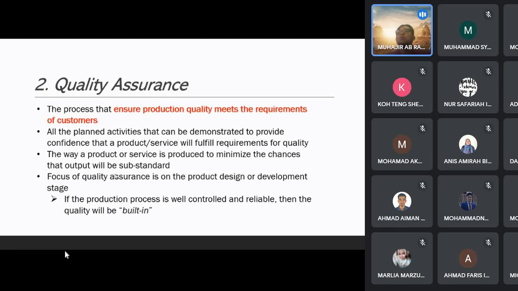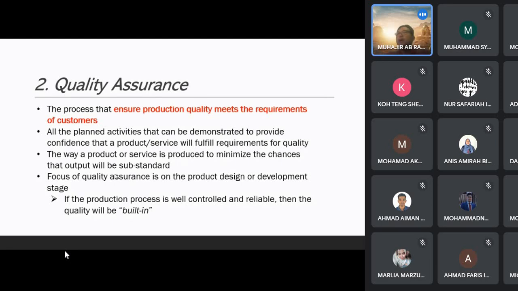All right. Now the second one is about quality assurance. Quality assurance means jaminan, so you give a promise. It is the process that ensures production quality meets the requirements of the customer. All the planned activities are delivered to provide confidence that the product or service will fulfill quality requirements. So you have a process that you assure, and when production goes through this process, the output will be a quality product.